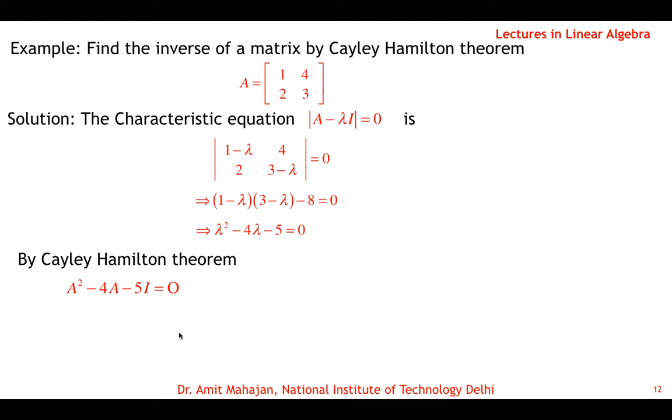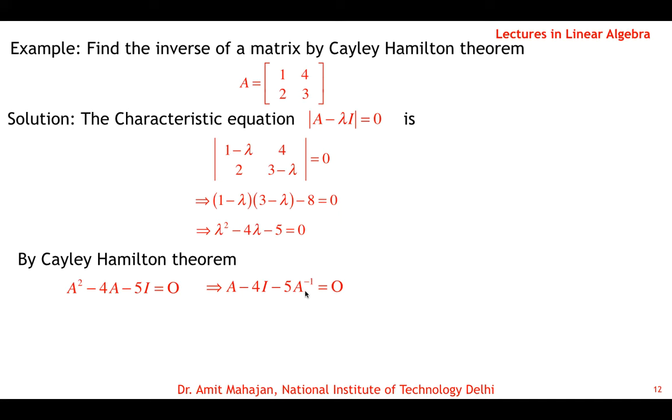And we have to calculate the inverse. So if the matrix is invertible, then we can pre-multiply with the inverse on both sides, to write that A inverse A square will be A, minus 4 A inverse A will be I, and minus 5 A inverse into identity is minus 5 A inverse, and equal to A inverse 0 is 0. So we can multiply both sides with A inverse to rewrite this as this.